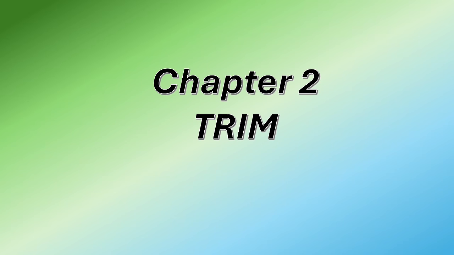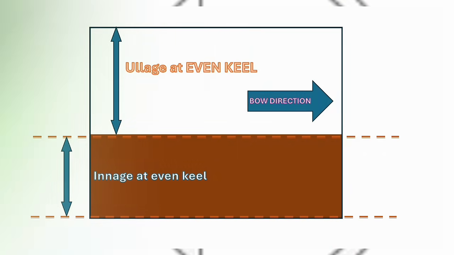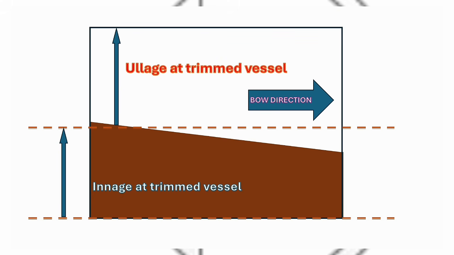Chapter 2, Trim. Tank ullage tables are calculated for the vessel at even keel. If the vessel is trimmed, the level of liquid at the ullage port increases. Therefore, when ullaging tanks, the vessel must be on even keel or trim corrections must be applied.